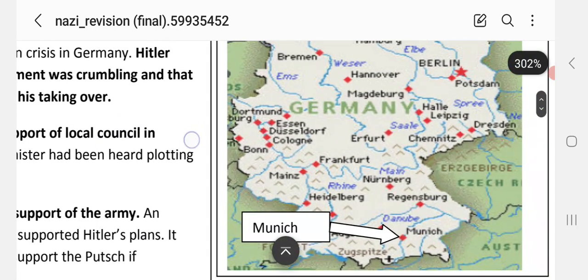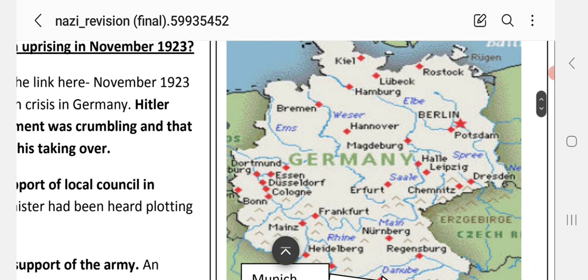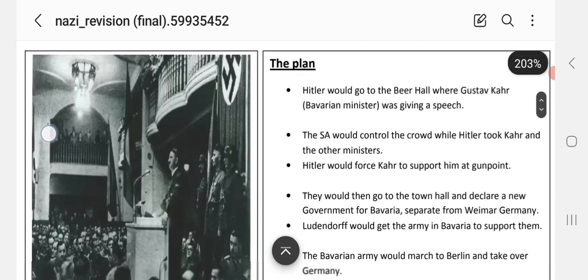As we can see, Munich's down south. And we can see Essen, Düsseldorf, Cologne, Frankfurt, Mainz, Nuremberg, Regensburg, Bonn, Erfurt, Leipzig, Halle, Dresden, Potsdam, the capital Berlin, Hanover, Hamburg, Bremen, Kiel, and Rostock. Kiel is very important, where the Kiel mutiny happened, but we won't go into detail.